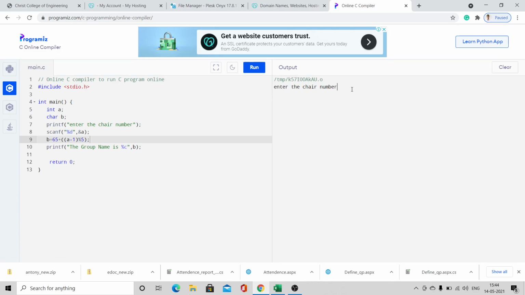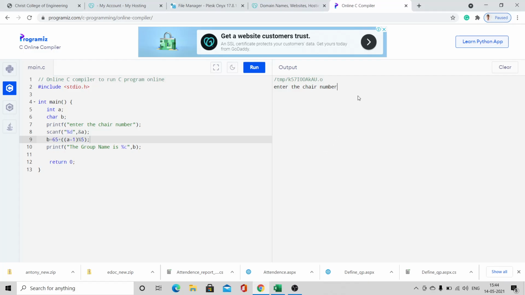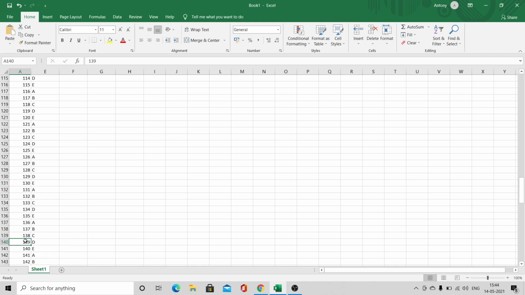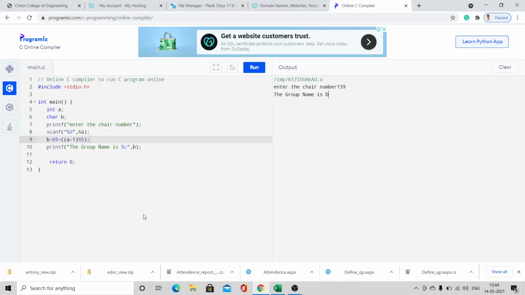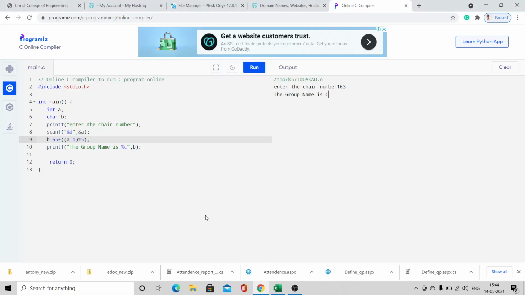Again, if I run this and I give another number, let the number be 139. So if I am giving 139, the group name is D. Here you can see that 139 is D. Likewise, if I run this again and go for 163, the group name is C. Clear. So this is how you will be writing the program.